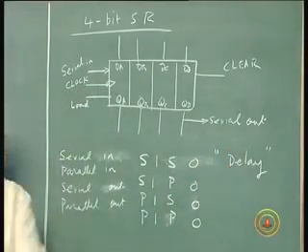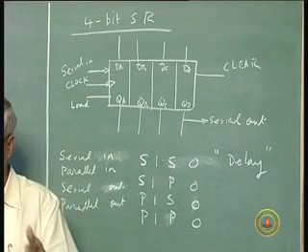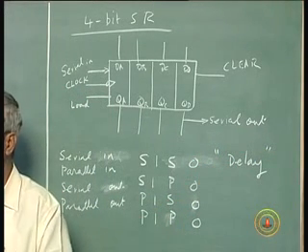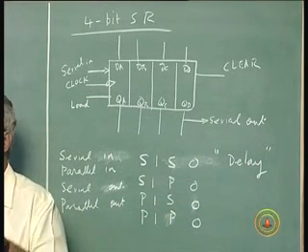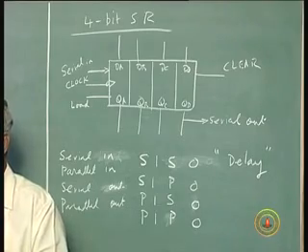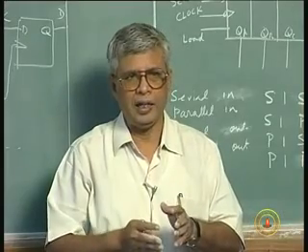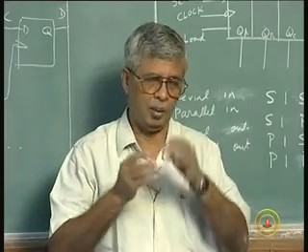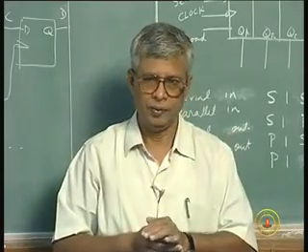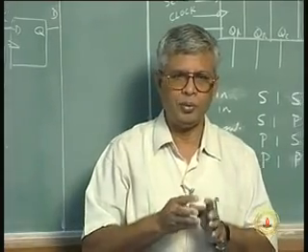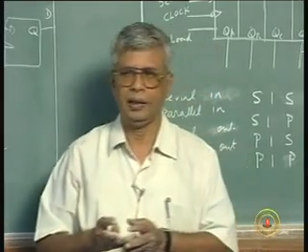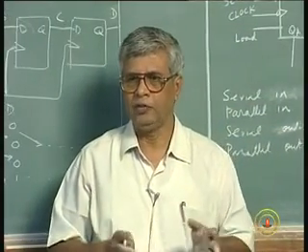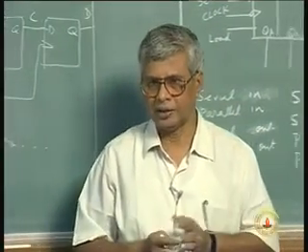Suppose you want the data to come, but then the same data has to go out after a particular delay. I can use this serial in, serial out mode. The delay is equal to the number of flip-flops times the clock period. There are 4 flip-flops, it is 4 clock pulses delay, 4 clock periods. 8 flip-flops, 8 clock periods delay.